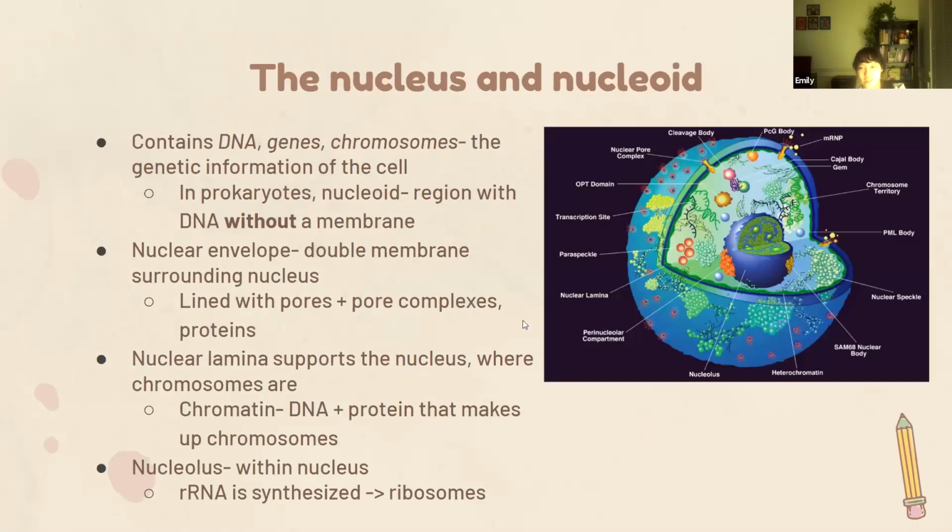Okay. So the main differentiating factor between prokaryotes and eukaryotes would probably be the existence of a nucleus versus no nucleus, or a nucleoid. The nucleus is where all of the DNA, the genes, and the chromosomes, which have genes on them, are contained.